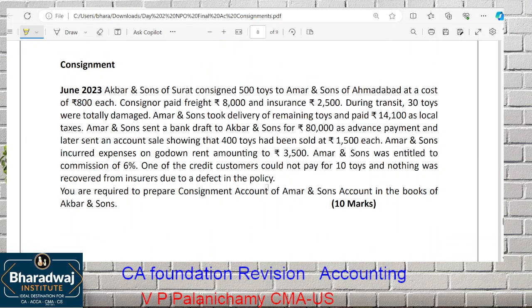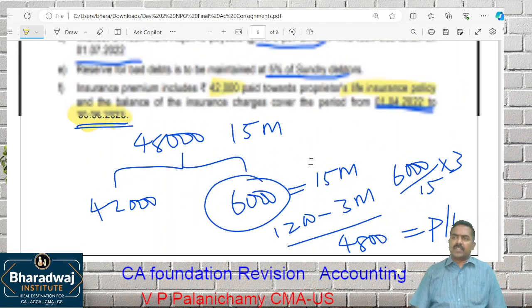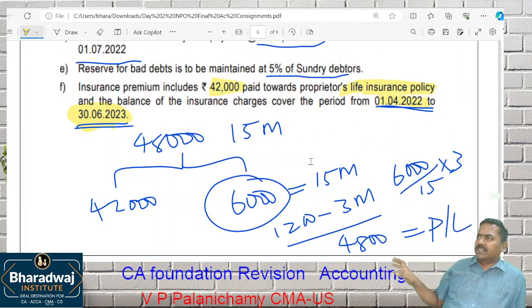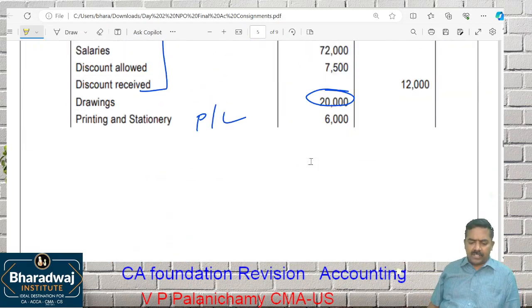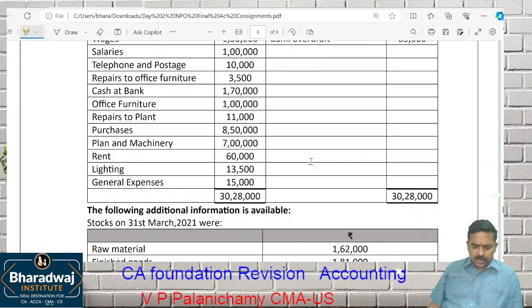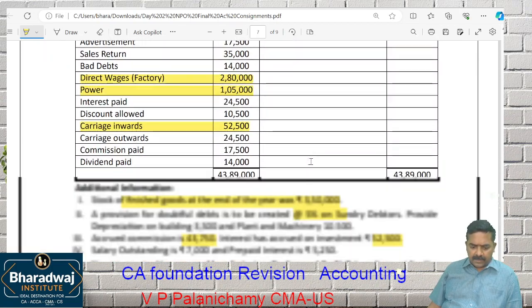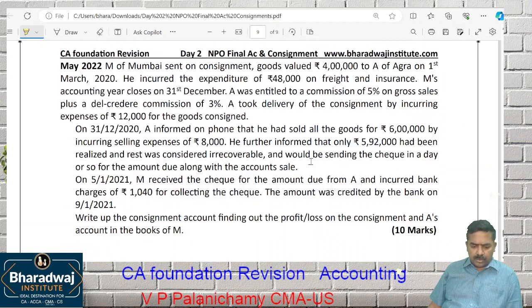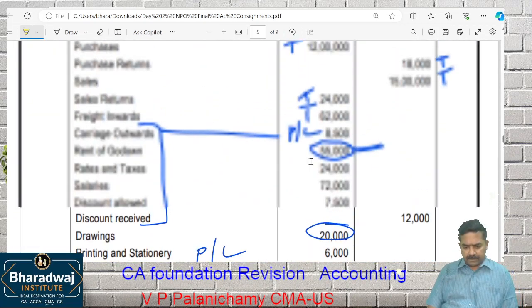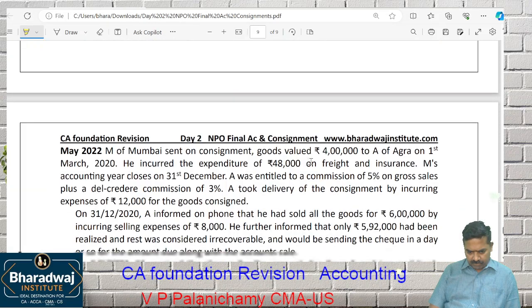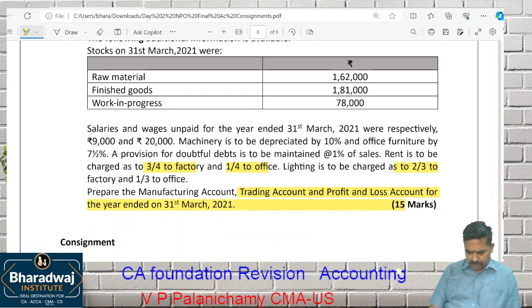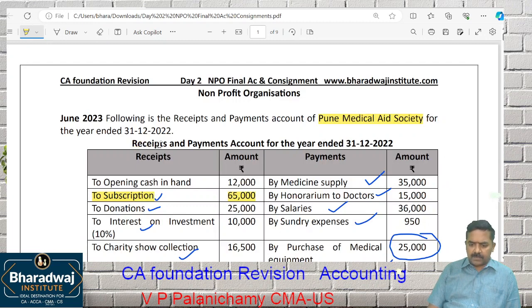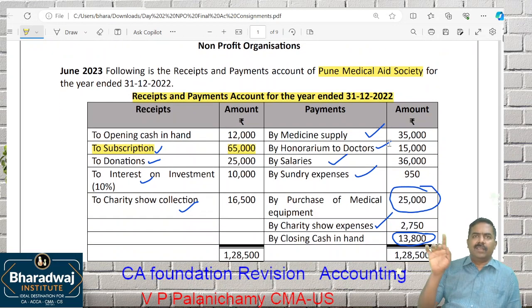Done. So from this you can see with respect to non-profit organization what type of questions are asked. One is which one? Preparing an income and expenditure account and a balance sheet, that model. Or what do they tell you? What do they give you? Look at what model was asked in the last examination. The June 2023, which model question was tested? They have given receipts and payments account. They ask you to prepare which one? Income and expenditure account. So this December, you will get the reverse one.